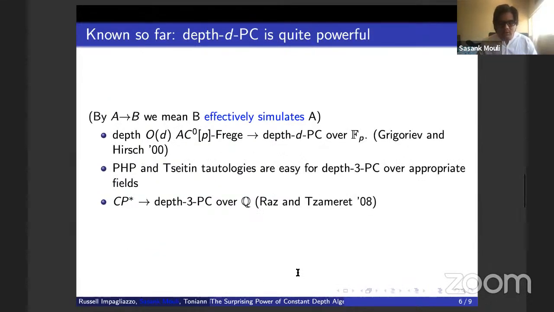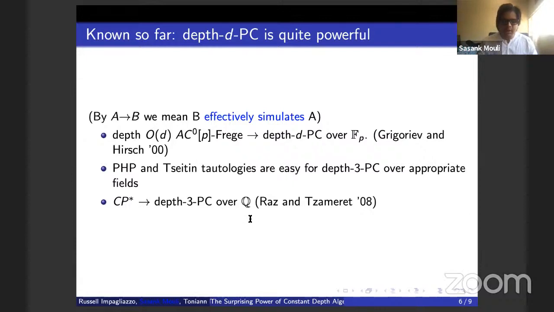What was known so far is that there were already results hinting that this system is quite powerful. When this system was introduced, Grigoriev and Hirsch showed that it can already simulate AC0[p] Frege if the depth is allowed to scale proportionally. The canonical hard tautologies for polynomial calculus are easy for even depth-3 PC. And finally, Raz and Tzameret showed that cutting planes with bounded coefficients can be simulated in depth-3 PC over the rational numbers.